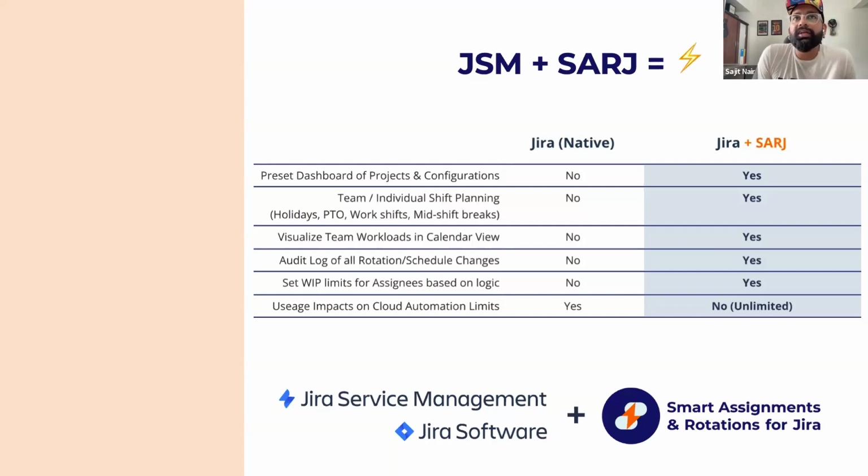Okay, so just a quick review of all the features. With Sarge, you get a preset dashboard of projects and configuration. You get team planning and individual shift planning on the basis of holidays, PTOs, mid-shift breaks, and work shifts. You can define all of this in a calendar view as well. You can have an audit log of all the changes that you're making in the system. You can set a work in progress limit, which is one of my favorite features of the app.